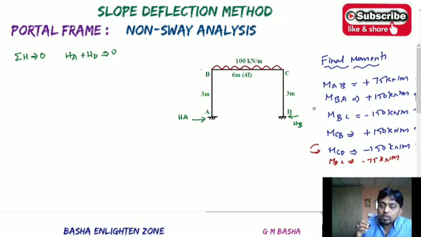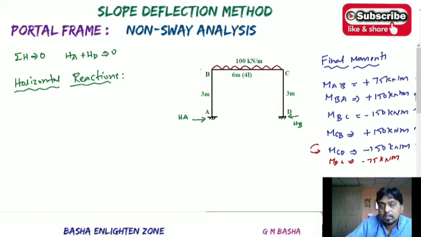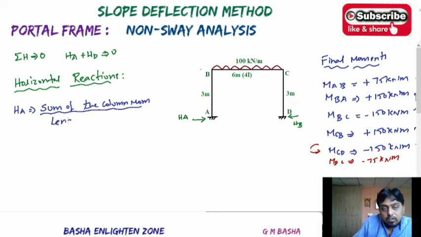So you have to calculate based on the obtained final moments. So what is HA? For calculation of the HA, the horizontal reactions, what is the formula? HA is equal to the sum of the column moments by the length of the column. Okay, HA will be equal to the sum of the column moments by the length of the column.